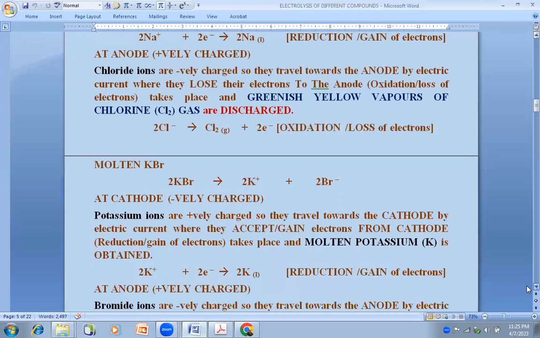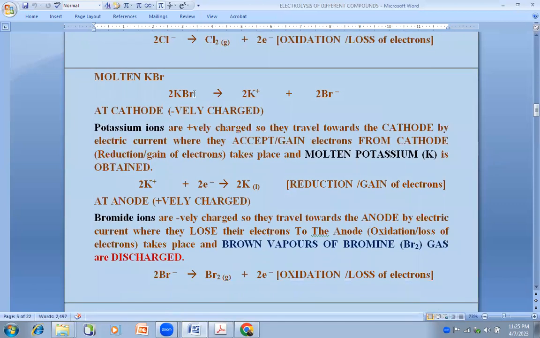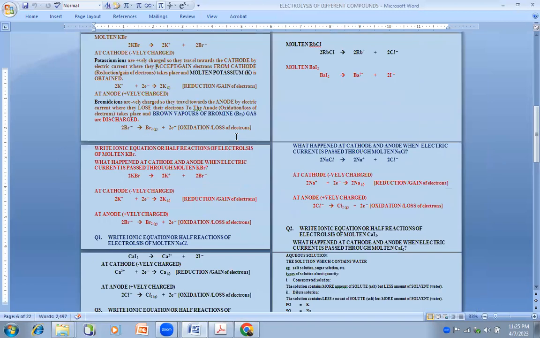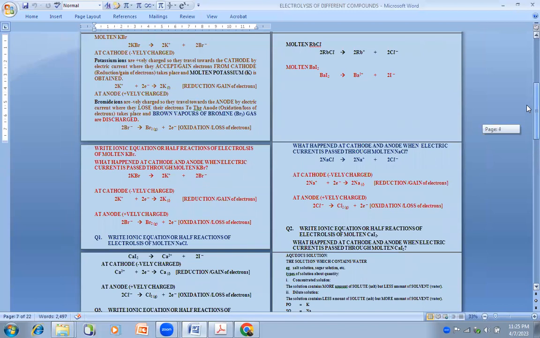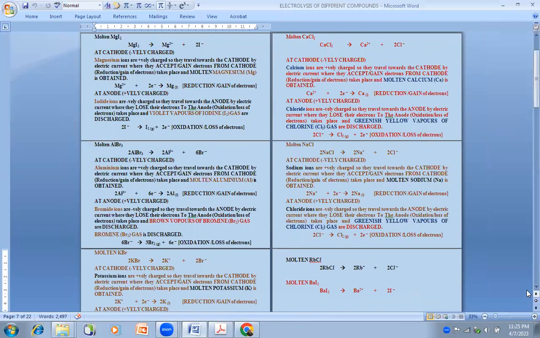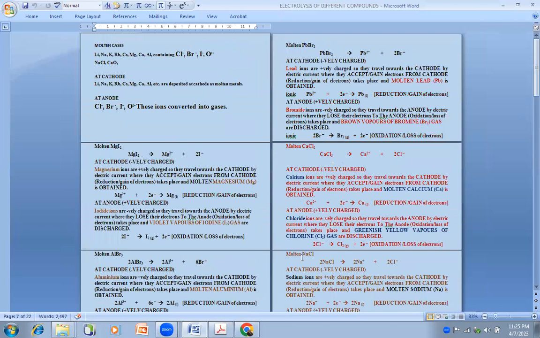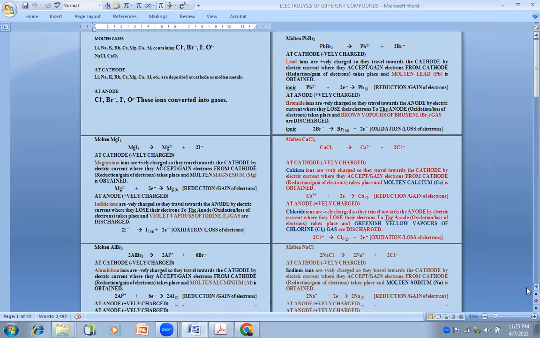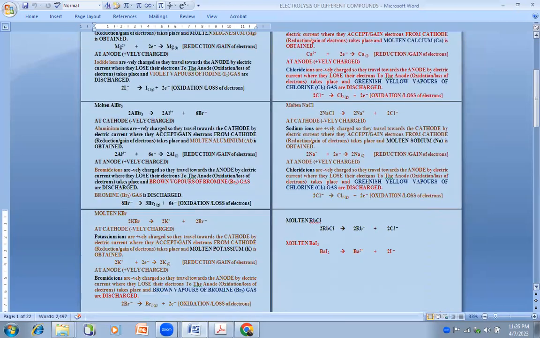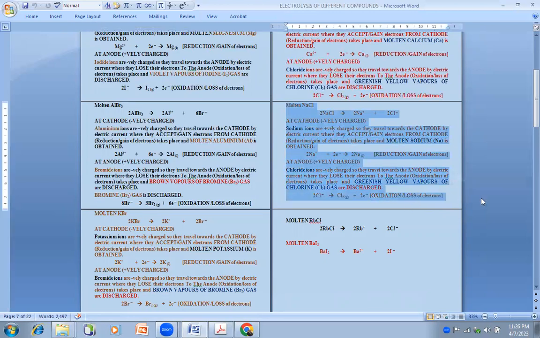Same case again, molten KBr. We just change the equation, the remaining language is the same. If we decrease the size, now you can compare both cases, sodium chloride and potassium bromide. This is the molten sodium chloride and this is the molten potassium bromide. We just change the language of the question here, but the remaining process is the same. The remaining process does not change.